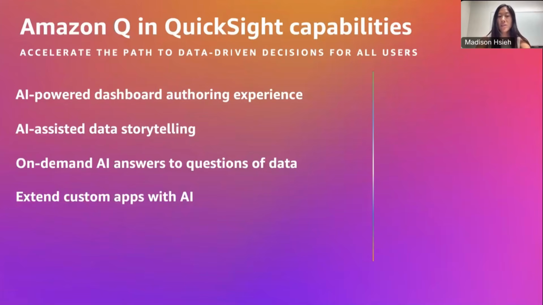And then we also have, if you are more into embedding and the SDK within Amazon QuickSight, we have extended custom apps with AI, which is a relatively new feature. And then in general, this is just helping to unify all of your insights within one platform using QuickSight.